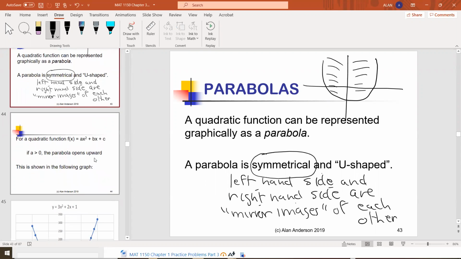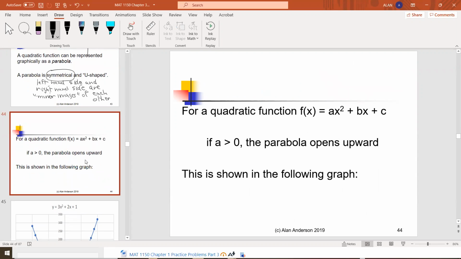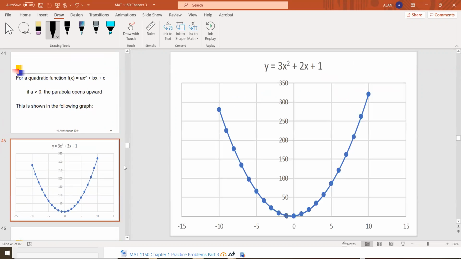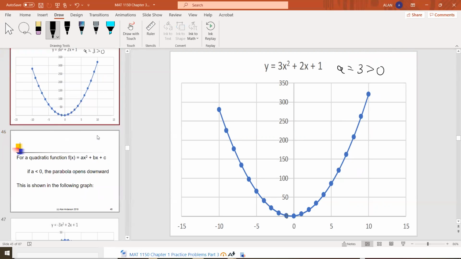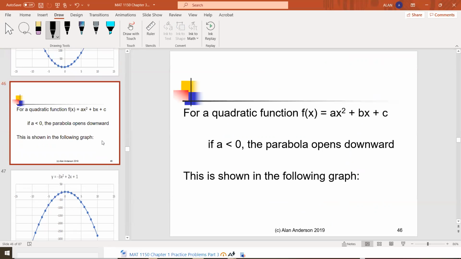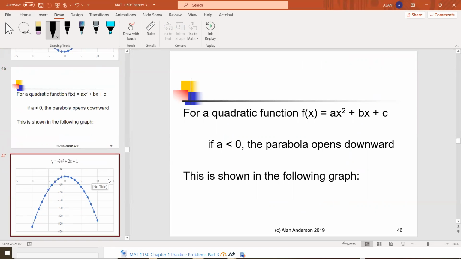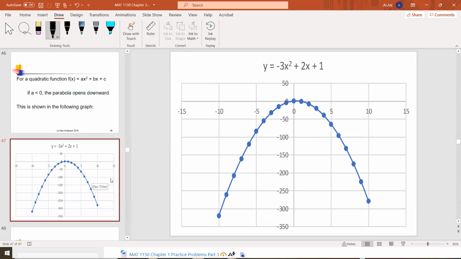Okay. And I mentioned as well, you recall that when a is positive, the parabola faces up. This would be an example, 3x squared plus 2x plus 1. Of course, a is 3, which is positive. It's not a perfect graph, as you can see. This is Excel. It's just okay for graphs. Here's another one. When a is negative, the parabola faces downward, as in this case. And of course, here a is negative 3, which is negative. Very nice.